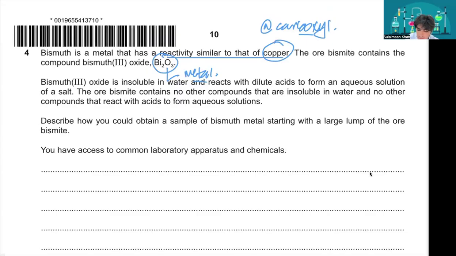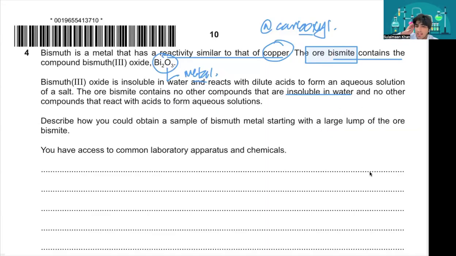And because bismite contains a compound, this is a part of an ore, right? And it says bismuth oxide is insoluble in water and it reacts with dilute acids to form an aqueous solution. The ore contains no other compounds that are insoluble in water. So everything else in the ore, you could use multiple methods. I'll just go over the one method that is the easiest. Everything else is soluble in water. So I'll take a bismuth ore. I'll first of all crush it because it's a large lump.